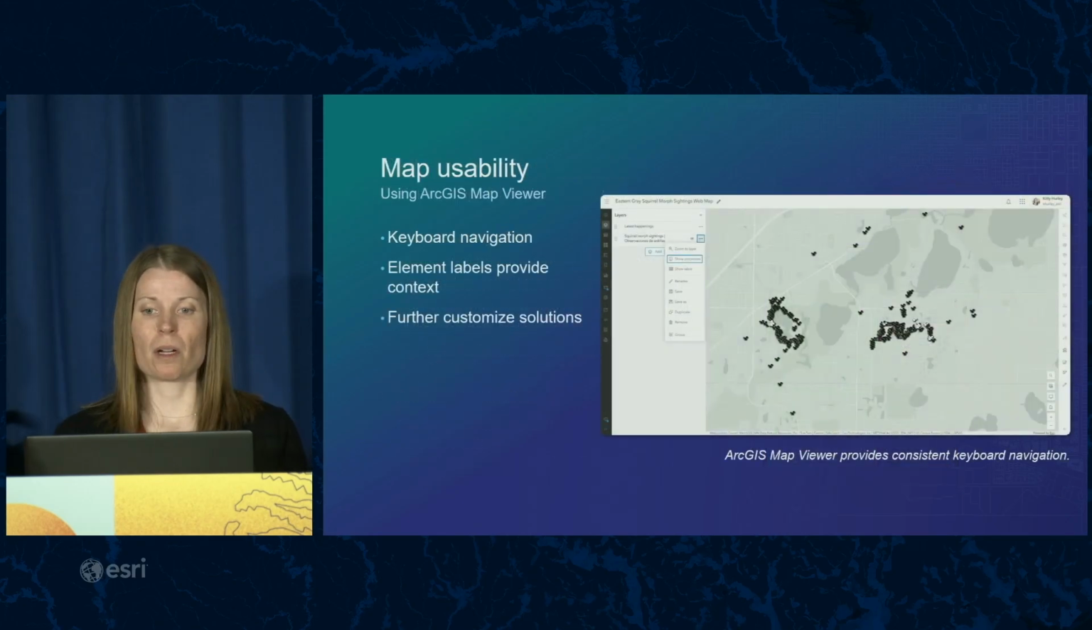As far as Map Viewer, underneath it uses Calcite, which has accessibility in mind, so it offers keyboard navigation throughout all of the elements. You can get the context through the element labels that are provided, and then you can also have further customization through the solutions that you're building.